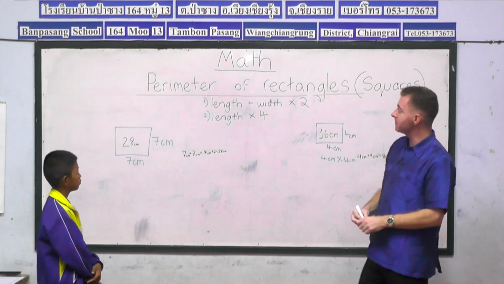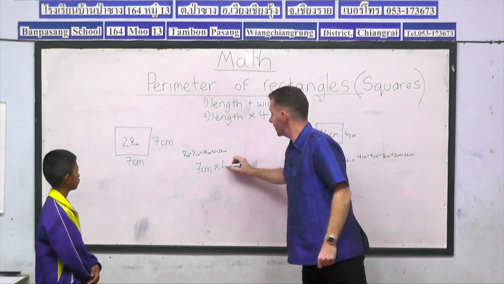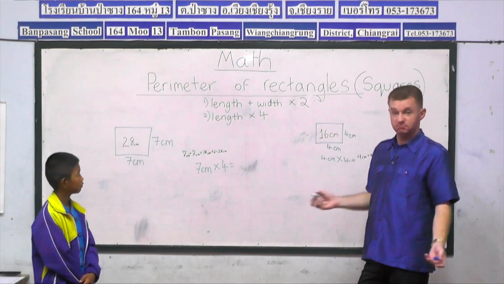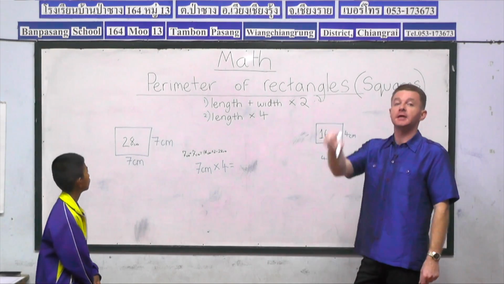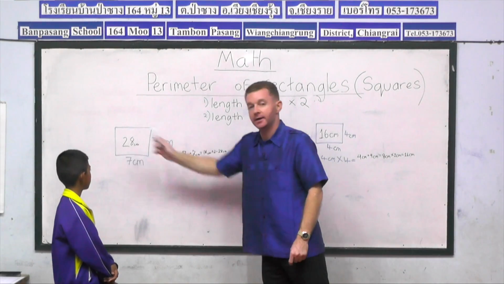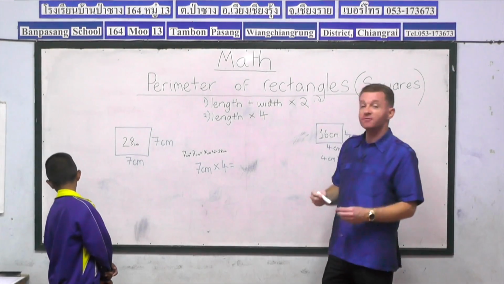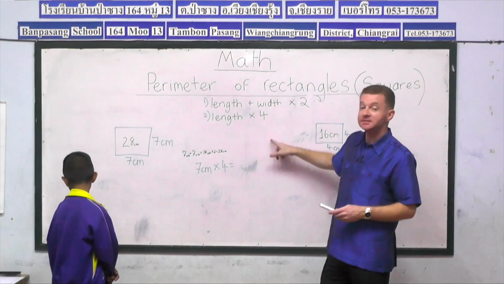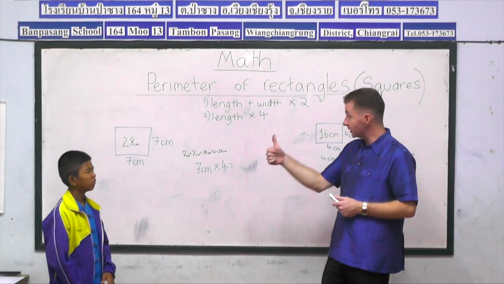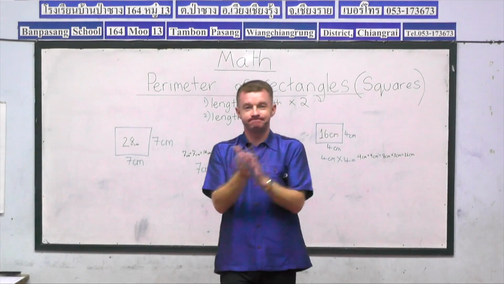Let me do it using method 2. 7 centimeters times 4 equals the same. 7, 14, 21, 28. Because all the sides of a square are the same, we can use the length of 1 and times it by 4. We'll always get the same answer using both methods if we do it correctly. Pat, that was brilliant. High five. Big round of applause for Pat, please, guys.